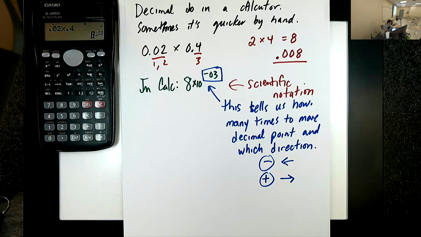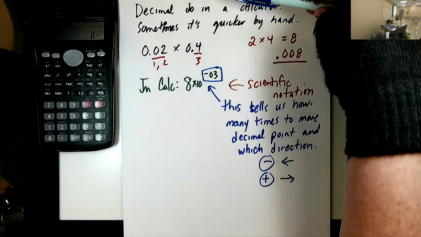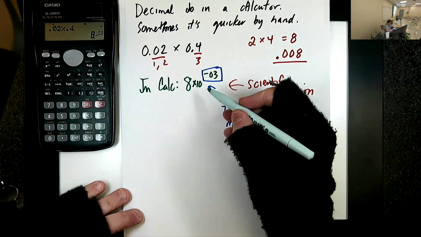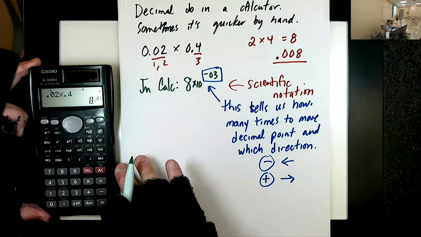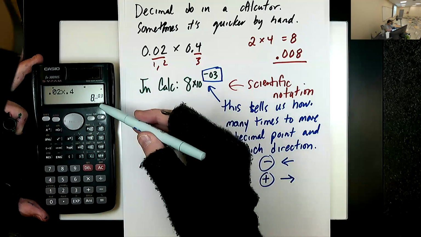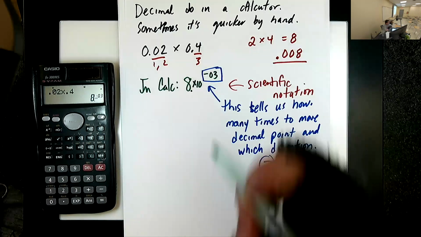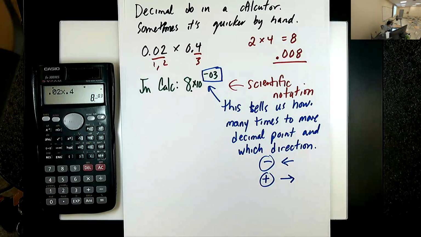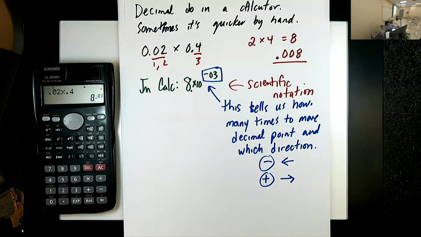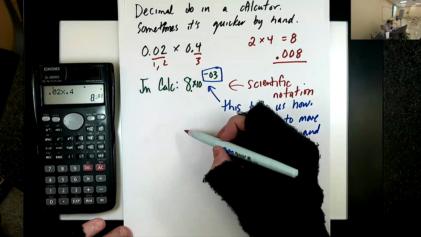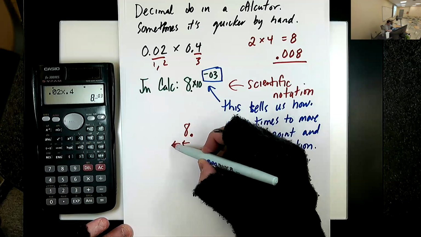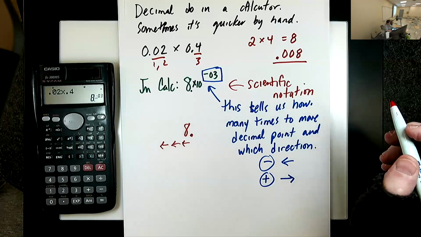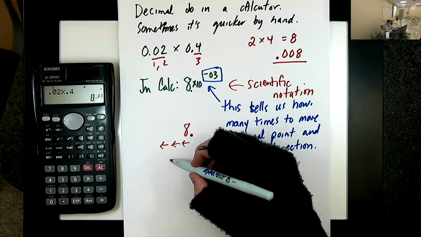So let's go through that. If I have an 8, in fact, the calculator, if you look at it closely, actually shows a decimal point right there after the 8. It shows a decimal there. That's the decimal we're moving. So I have an 8 and the decimal's there, and I need to move it left 3 times because it says minus 03. Left 3 times.